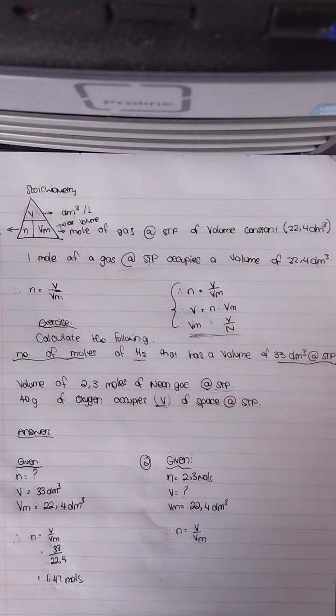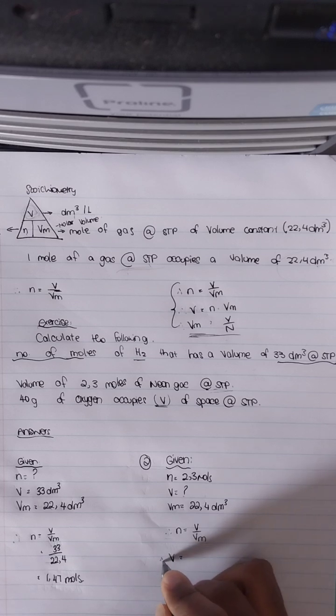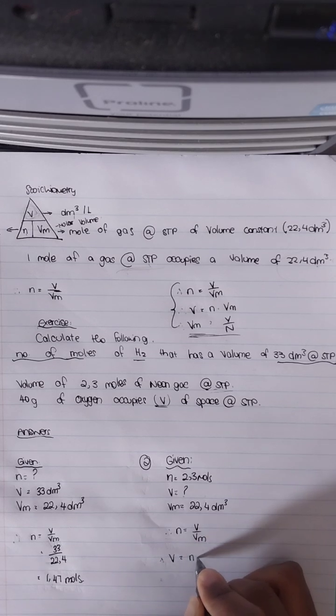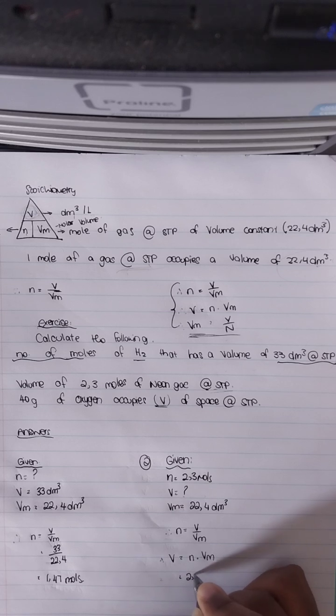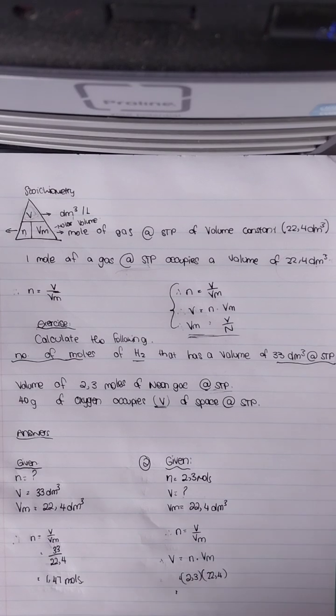All right, let's write down our general formula, and then the formula that we are going to now calculate with. Our V is equal to n multiplied by Vm. What is our n? 2.3. What is our Vm? 22.4. All right, let's multiply them.